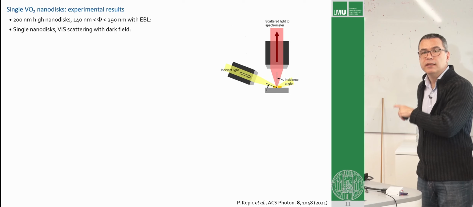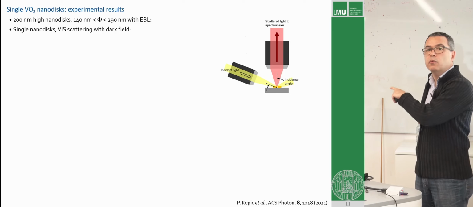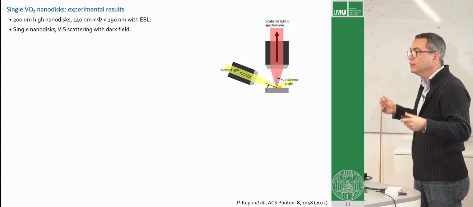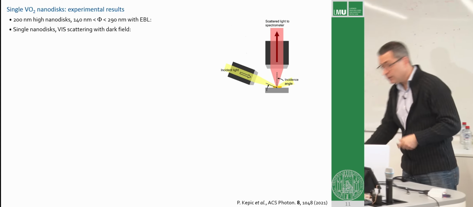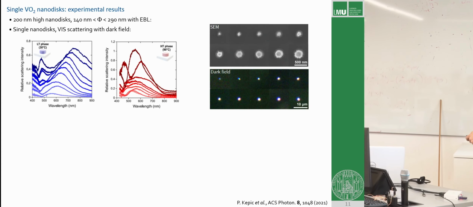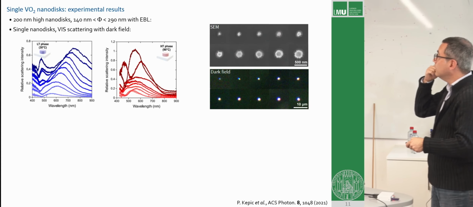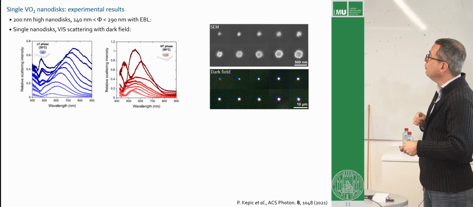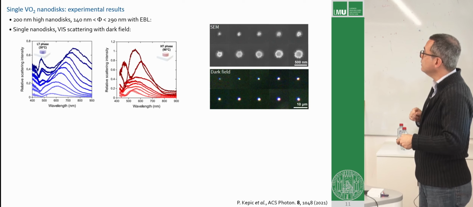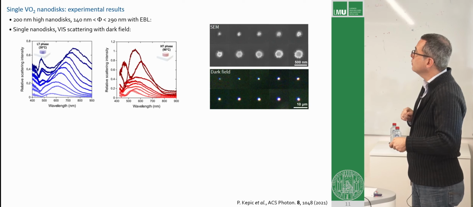This is fantastic. When I was a student and I became aware of this technique, I was completely fascinated, right? It's very smart, very clever. And the idea is very simple. And this is what we get. Here you see the dark field spectra of each of these disks, starting from the smallest disks to the largest ones, in the low temperature phase and the high temperature phase.